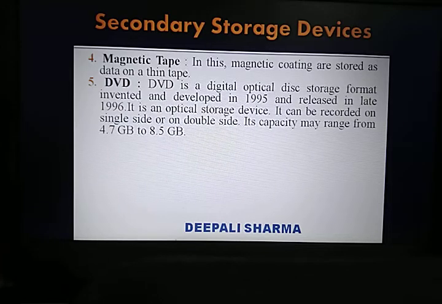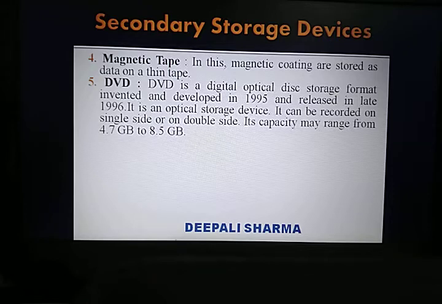Next is your DVD. So DVD is a digital optical disc storage format, invented and developed in 1995 and released in late 1996. So it is also an optical storage device. So what is the full form of DVD? That is digital versatile disc. Fine. So it is also an optical storage like CD and Blu-ray disc.